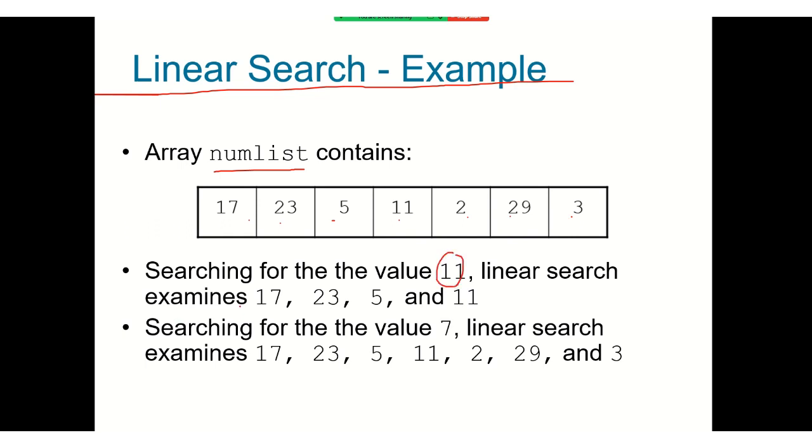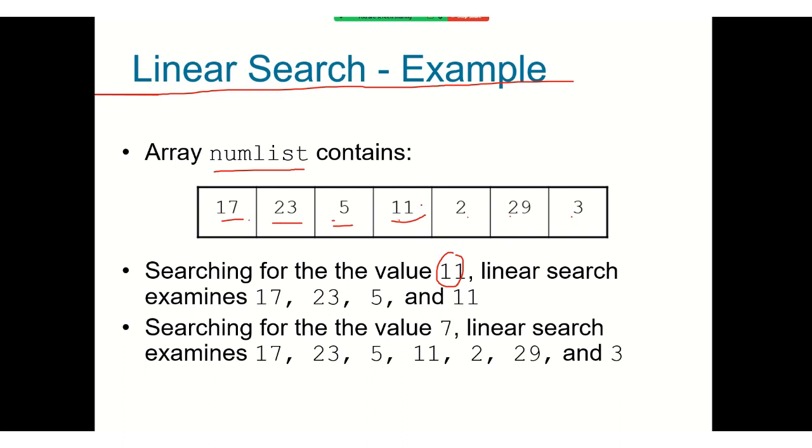So the linear search, what it does, it runs a for loop to start with. Then it examines 17, 13, 5, and 11. So once it finds 11, then it stops. It says that we found it.